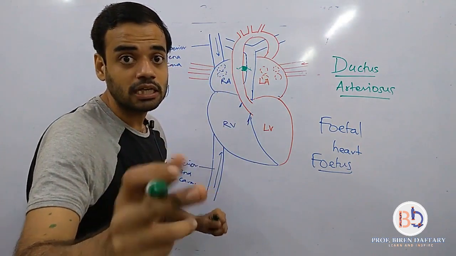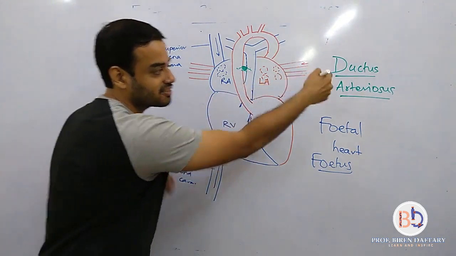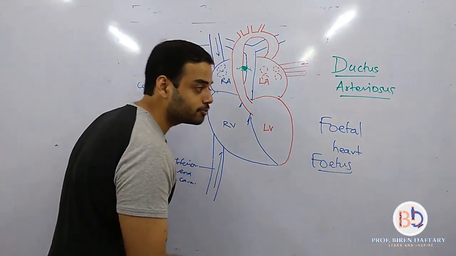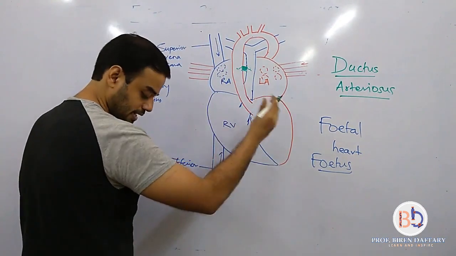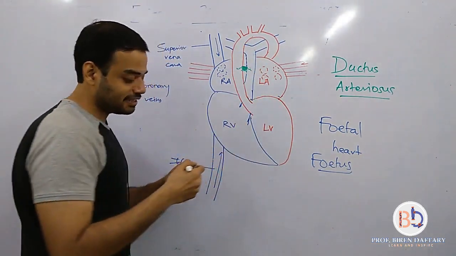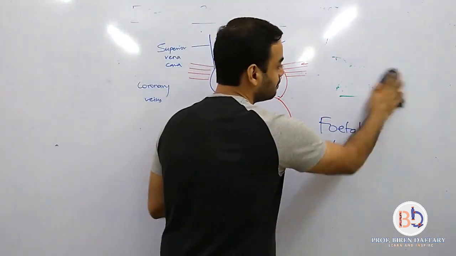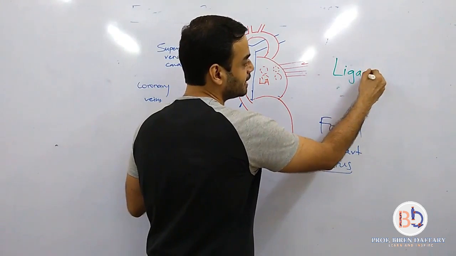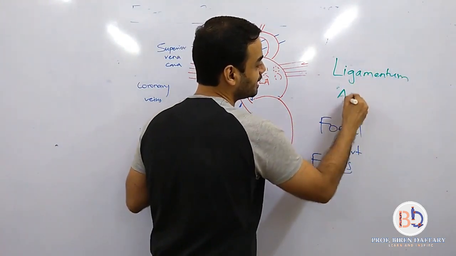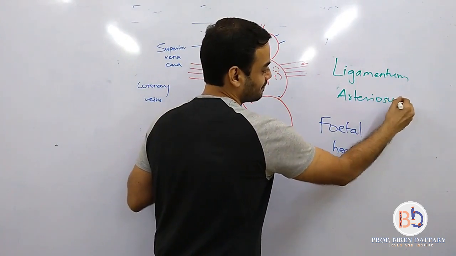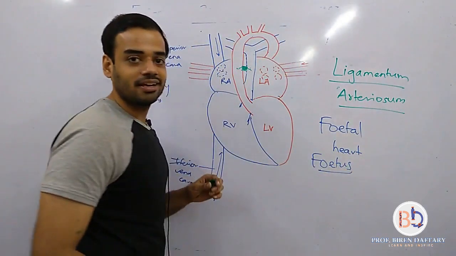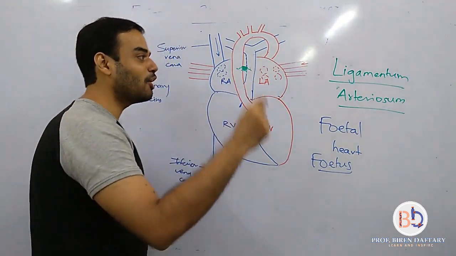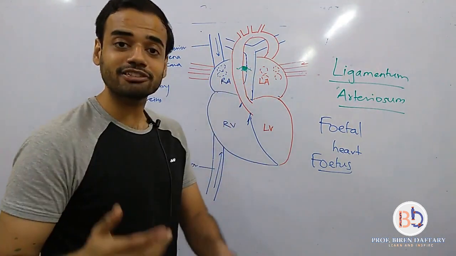After the baby is born, this blocked ductus arteriosus is given a different name. The name has been changed, and now it is called ligamentum arteriosum. Very nice names, okay? Don't you think? So ductus arteriosus in the fetus is now converted into ligamentum arteriosum in the newborn baby.